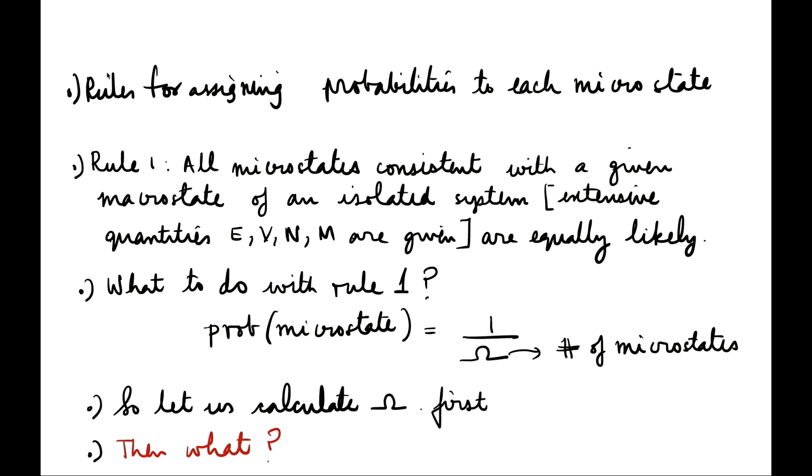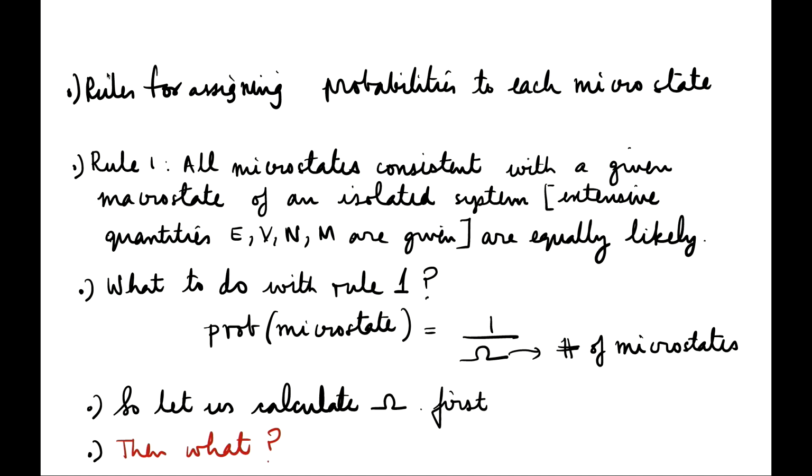Now, remember in statistical mechanics we need to know how to assign probabilities to each microscopic configuration. Once I know that, I can calculate things for the macroscopic quantity. That is our aim. So the aim is how to give rules for assigning probabilities. So I'll set the primary rule. Rule number 1.